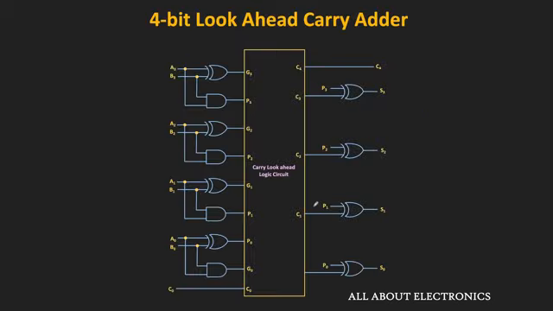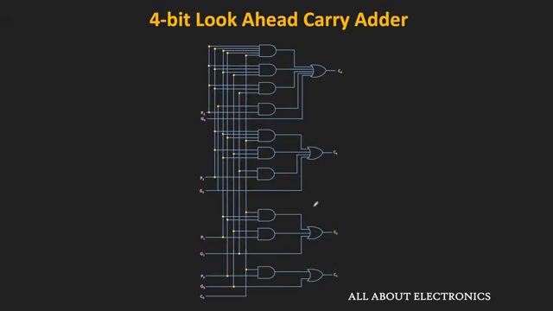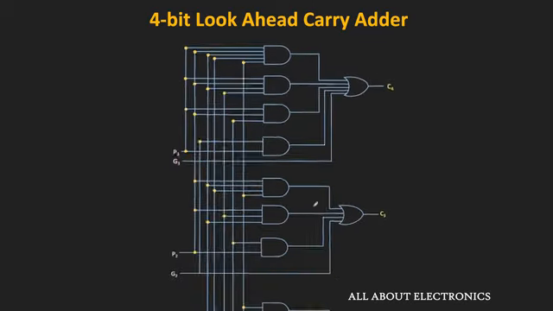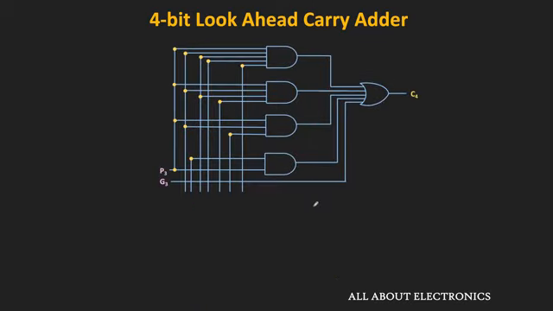But in this carry look-ahead adder, as we increase the number of bits or the value of n, the complexity of this logic circuit will also increase. Moreover, we also require logic gates with a large number of inputs. For example, in this 4-bit CLA, if you see this logic portion of the C4, then it requires the AND gate and the OR gate with 5 inputs.